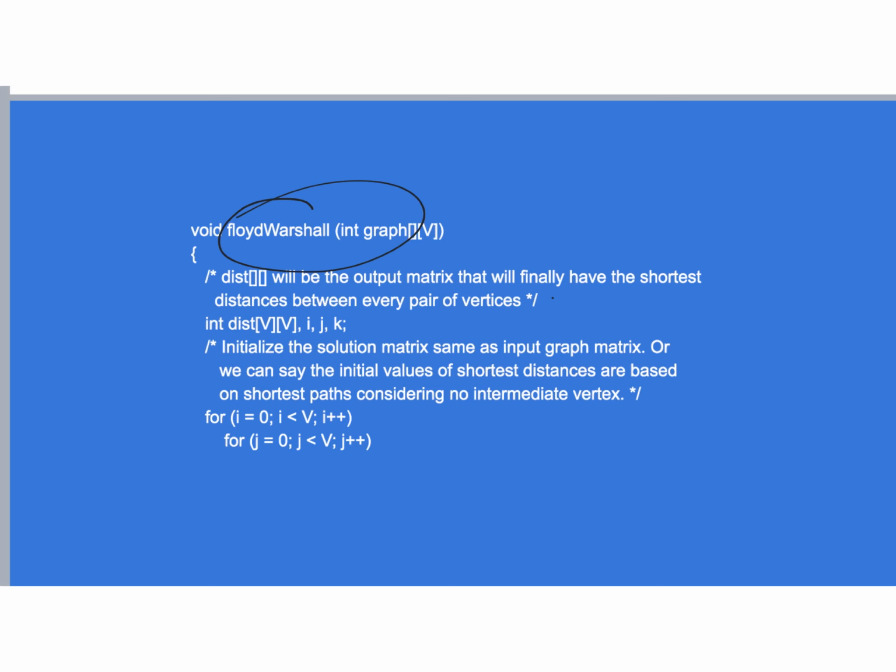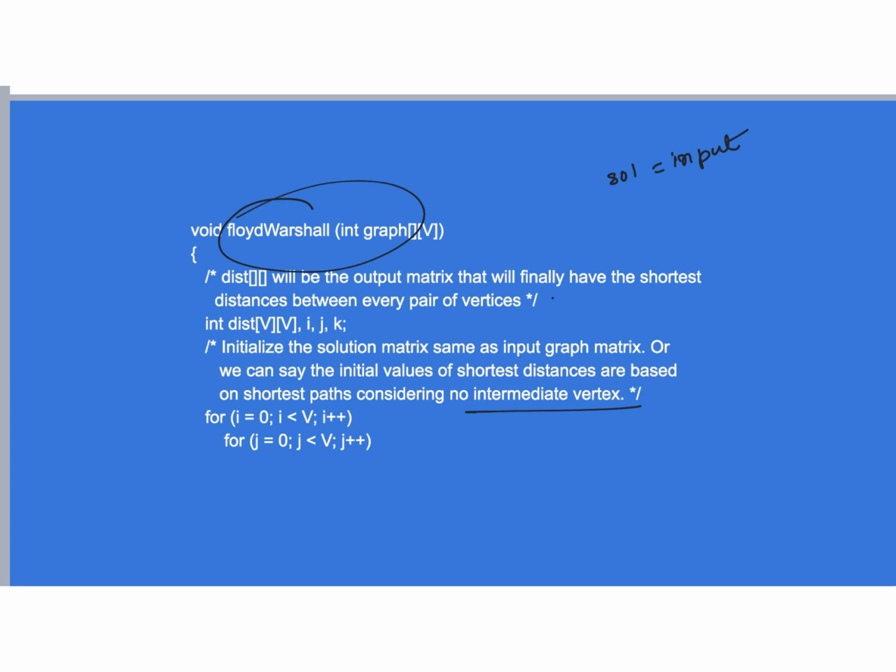So we initialize the solution matrix as the input graph matrix. Or we can say that the initial values of the shortest distances are based on shortest paths considering no intermediate vertices. So they're basically just the input graph. The solution matrix is basically the input in the first step.